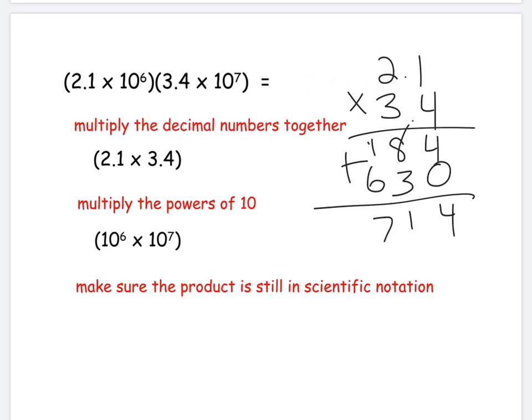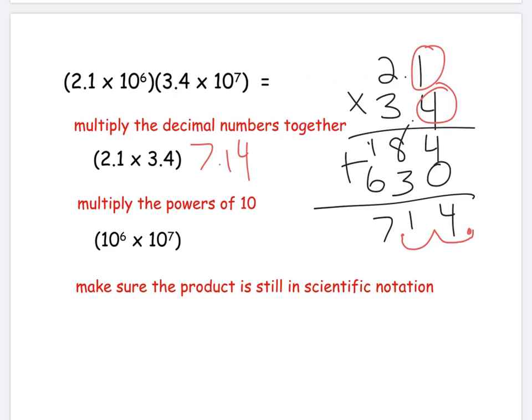Now, I don't just drop my decimal down. I have to look at how many numbers I have behind my decimal. I have 1 here, and I have 1 here. That's 2 in my problem, so I have to go in from the back, 2 spaces in. So I'm going in 1, 2. So 2 1/10 times 3 4/10 is 7 14/100.